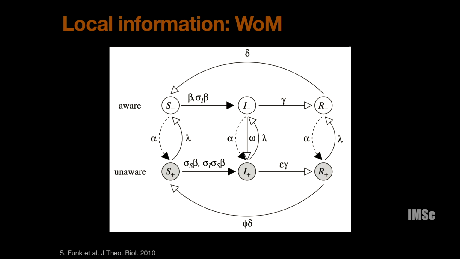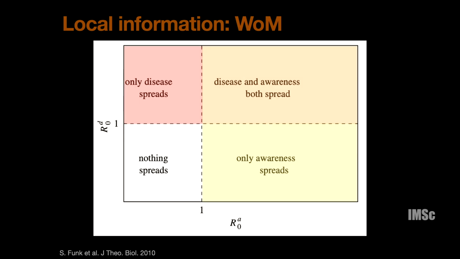I think these labels are wrong actually, because S minus is supposed to be, I think it's wrong. It's because the assumption is that if you are infected, then there's an additional chance of you becoming aware. That's the main assumption. So as I said, there are two contagions spreading.